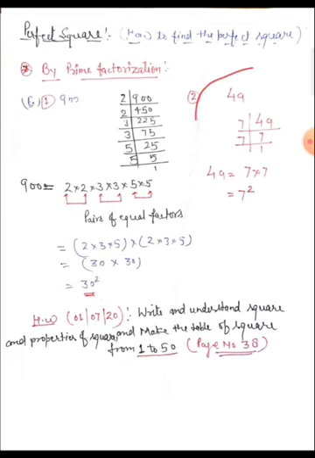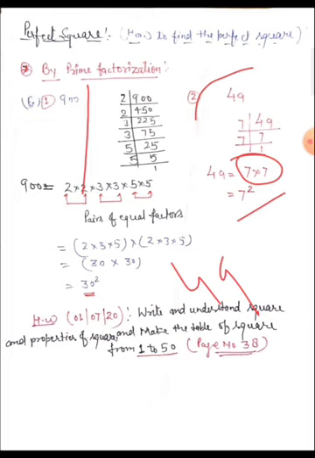Same as 49, by the prime factorization method. 49 is divisible only by 7, and 7 times 7 is 49. Then 7 is divisible by 7 again. So 7 multiplied by 7 can be written as 7 raised to power 2, and it means 49 is the square of 7.